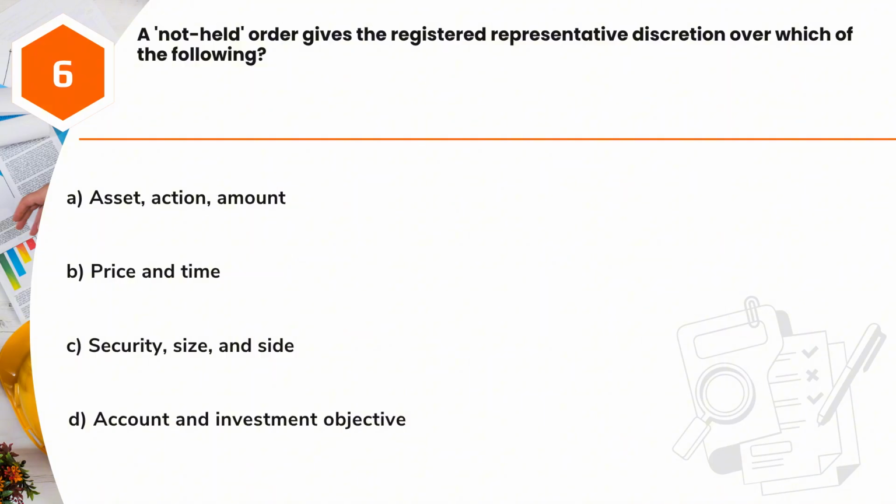Question 6. A not held order gives the registered representative discretion over which of the following? A. Asset, action, amount. B. Price and time. C. Security, size, and side. D. Account and investment objective.